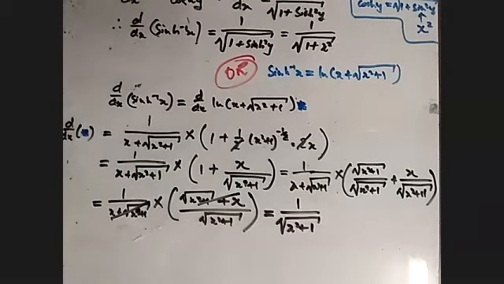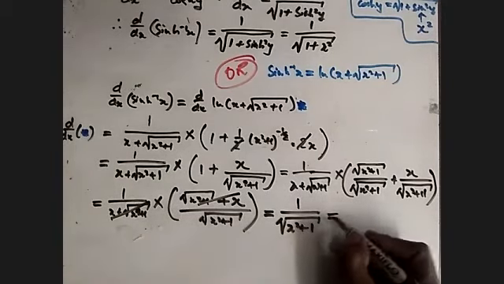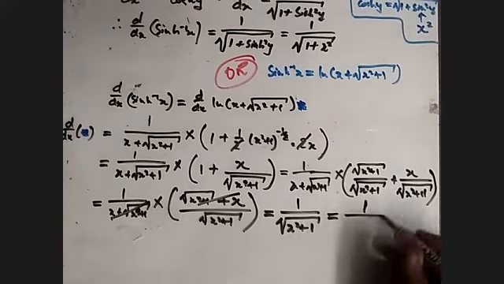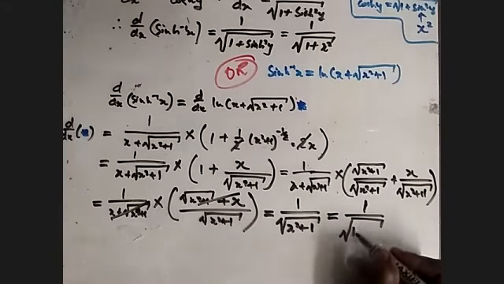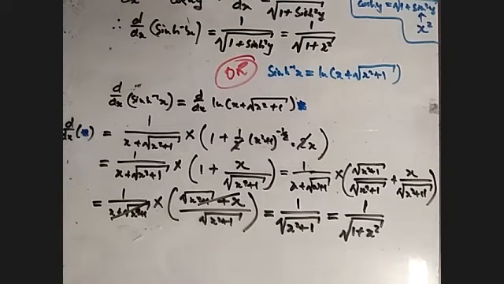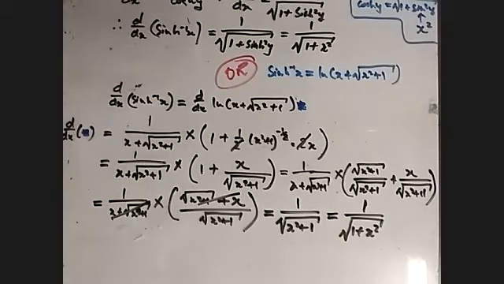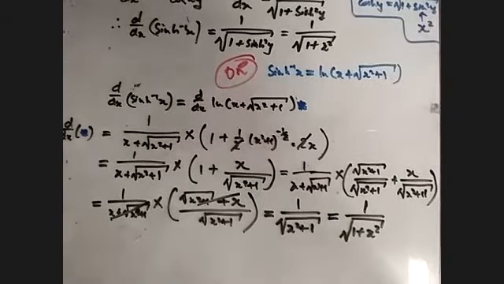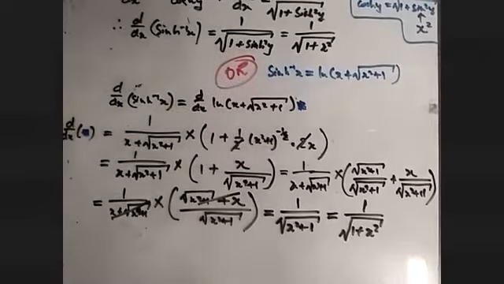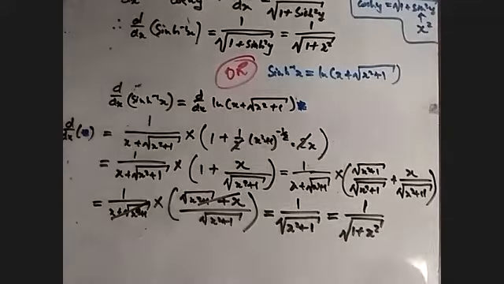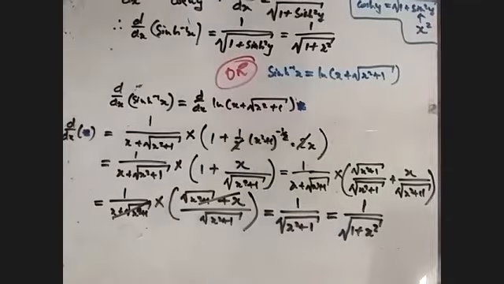And I said to you, this thing is exactly the same as rewriting this as 1 over the square root of 1 plus x squared. Are we fine?